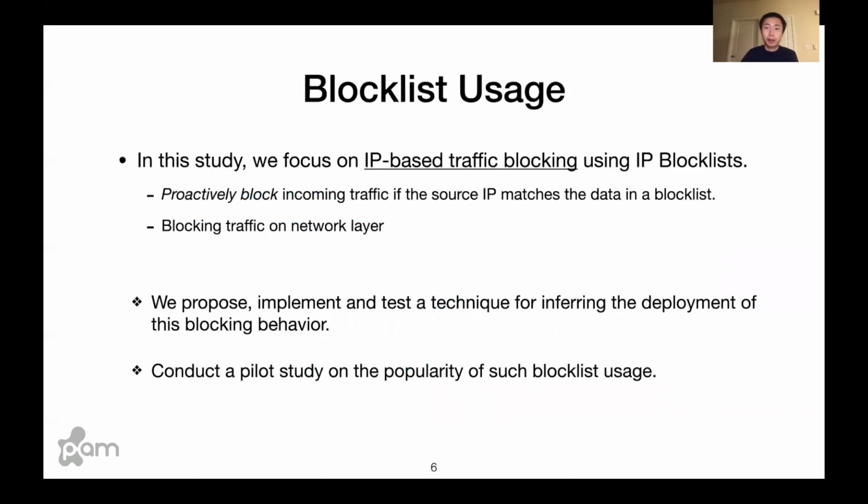There are many ways people can use blocklists. In this study, we focus on one particular use case, IP-based traffic blocking using IP blocklists, where people proactively block incoming traffic if the source IP matches the data in a blocklist. And this blocking is on the network layer. In this paper, we propose, implement, and test a technique for inferring the deployment of such blocking behavior, and we conduct a pilot study to measure the popularity of such use cases.